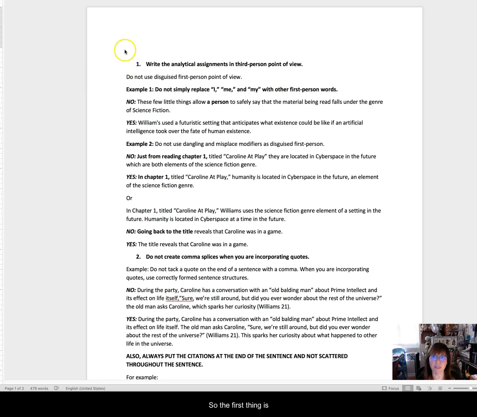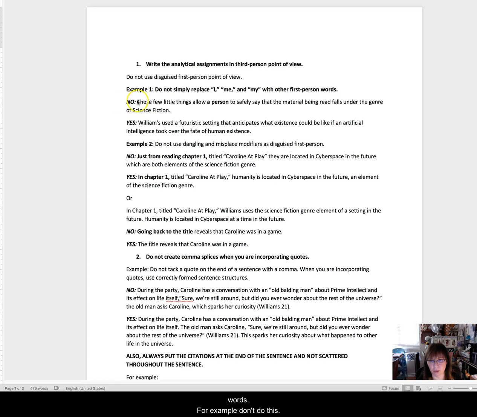So, the first thing is, remember, write your analytical writing assignments in third person point of view. Unfortunately, it takes time to learn how to do this, and there's various layers that you have to go through. So not everyone, but some of you still need to work on the skill quite a bit. One layer that people go through is they use a disguised first-person point of view. So don't simply replace I, me, and my with other first-person words.